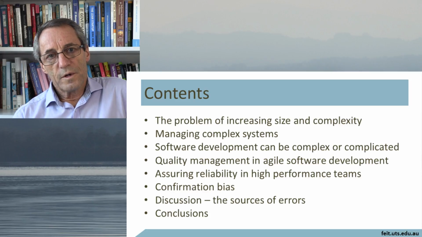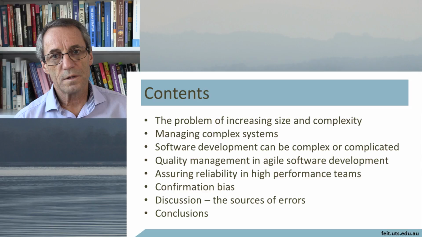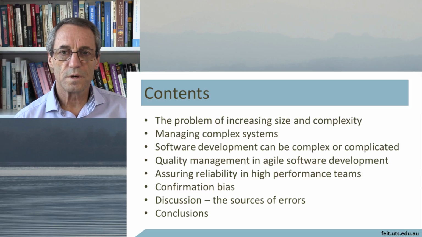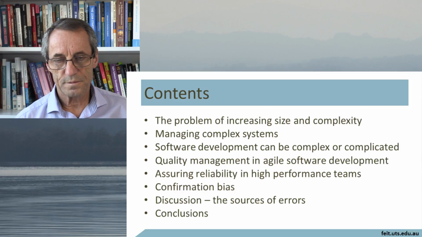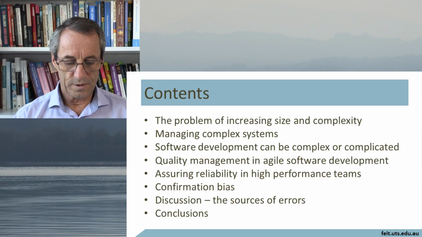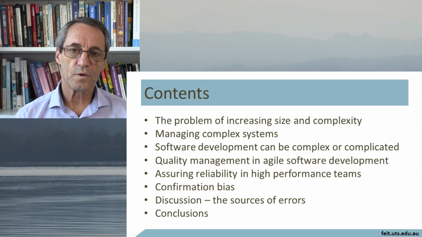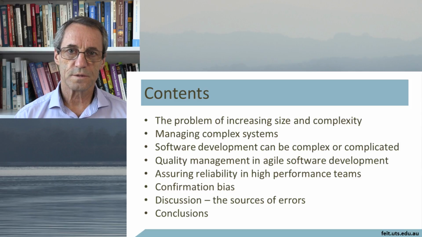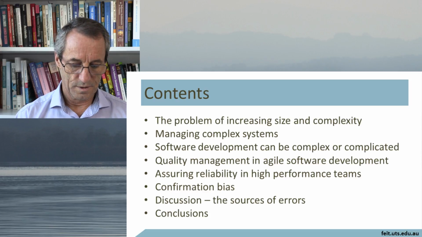We'll have a look at software development itself, and I'll argue that software development involves some elements of complex processes and some elements of complicated processes, sometimes mixed in together. So with that, we can then have a look at quality management in an agile environment. We're using agile methods, so we have all the tools, and we'll have a look at quality management in agile methods.